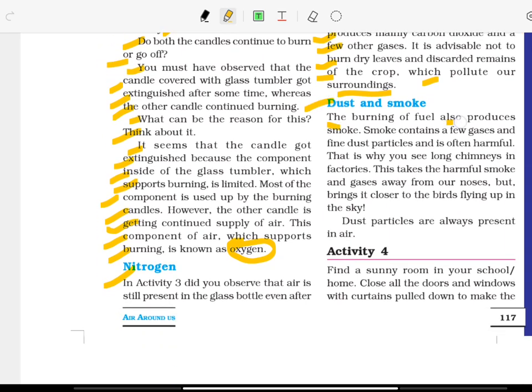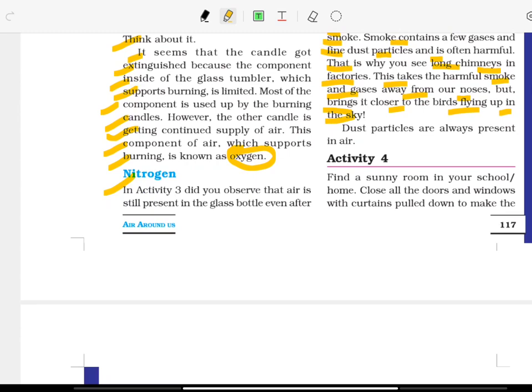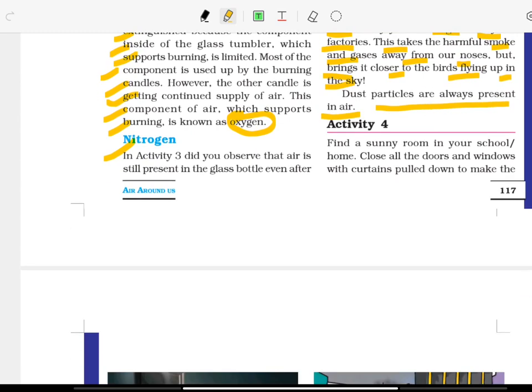The burning of fuel also produces smoke. Smoke contains a few gases and fine dust particles and is often harmful. That is why you see long chimneys in the factories. This takes the harmful smoke and gases away from our noses but brings it closer to the birds flying up in the sky. Dust particles are always present in the air.